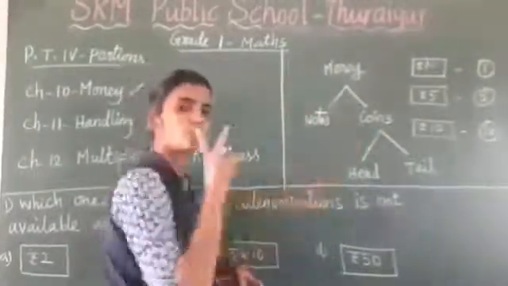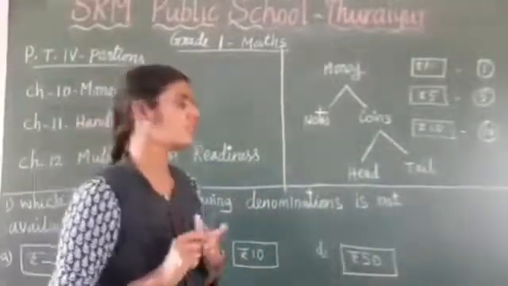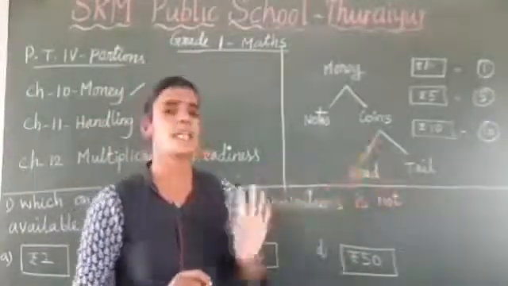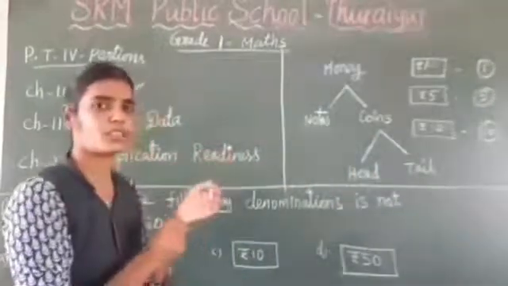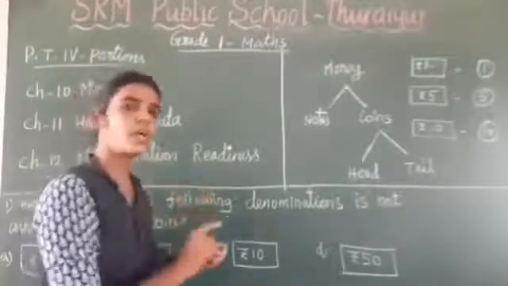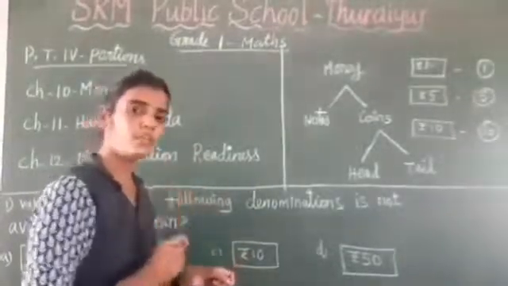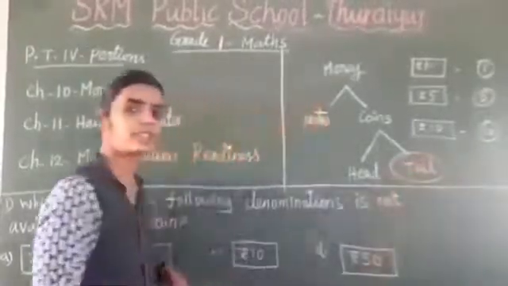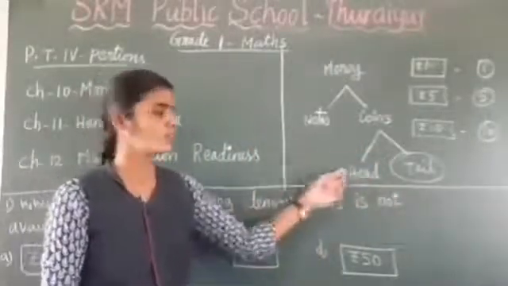A coin has two sides. I have already shown you before that one side is called the head and the other side is called the tail. What is meant by tail? Tail means the side that shows the value of the coin. For 1 rupee, 1 is written on that side. For 2 rupees, 2 is written, and for 5 rupees, 5 is written. That side showing the value is called the tail. The other side is called the head.